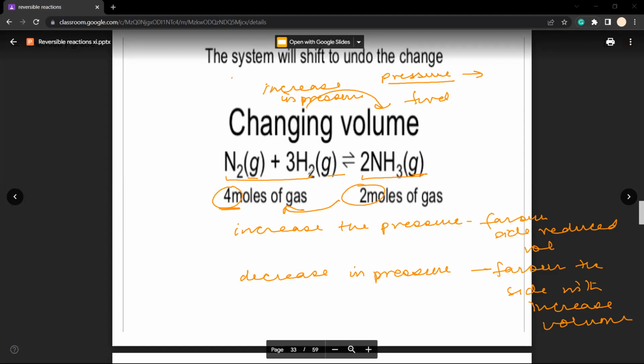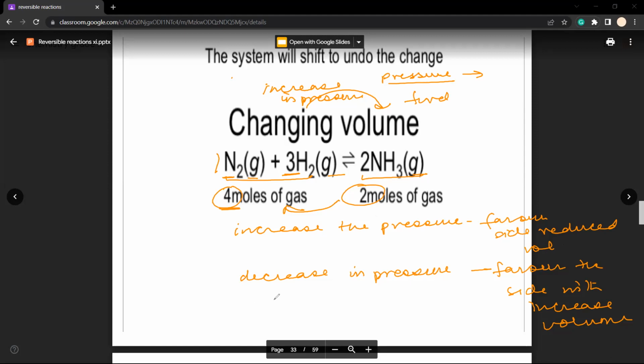But in this case, what we will be doing is just counting the moles of the gases, and that will make the total volume here. So I have one volume of nitrogen and three volumes of hydrogen, so that makes four volumes, or 4 moles. I have two moles, so that makes two volumes. So when we increase the pressure, it's going to favor the reduced volume, and when we decrease the pressure, it's going to be the reverse.